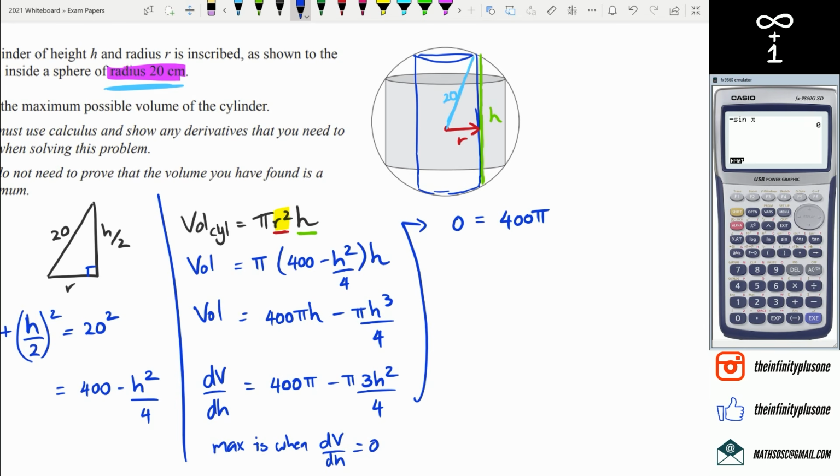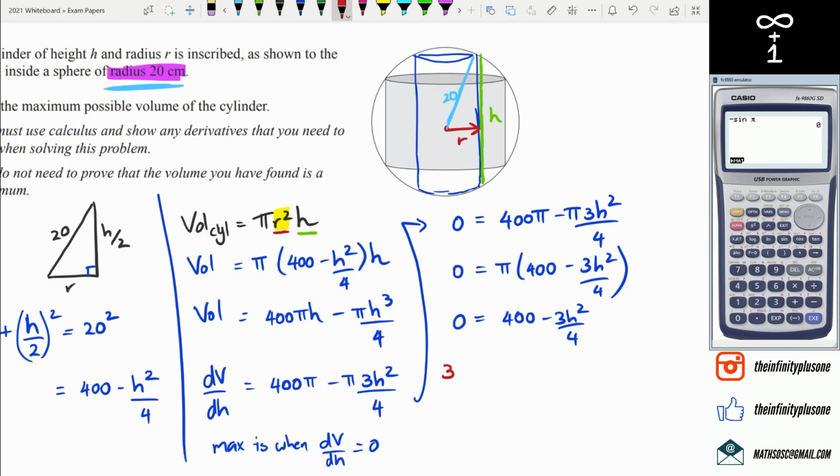400 pi minus pi times 3h squared over 4. Now pi is a common factor, so I'm going to take it out, and I've got 400 minus 3h squared over 4. When pi goes to the other side, 0 divided by pi is just 0. So 0 is equal to 400 minus 3h squared over 4. We bring the 3h squared over 4 to the left-hand side, which makes it positive, and this is equal to 400.